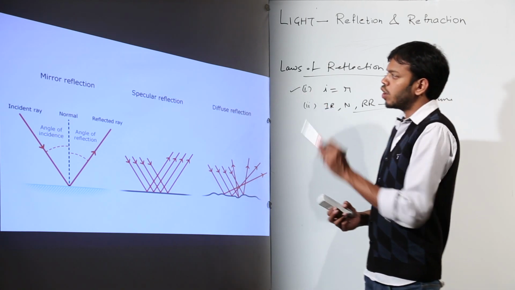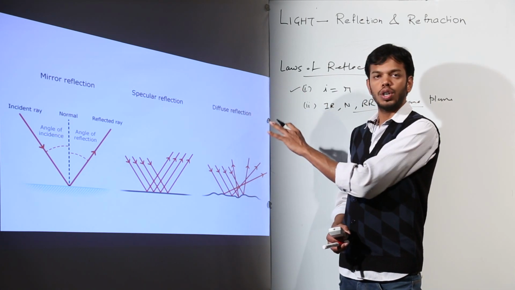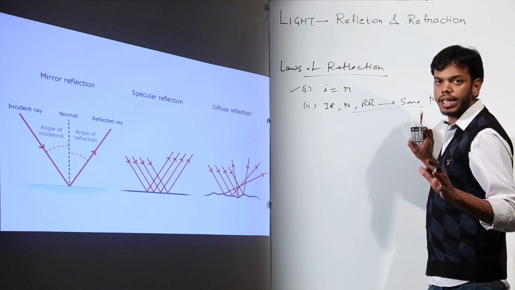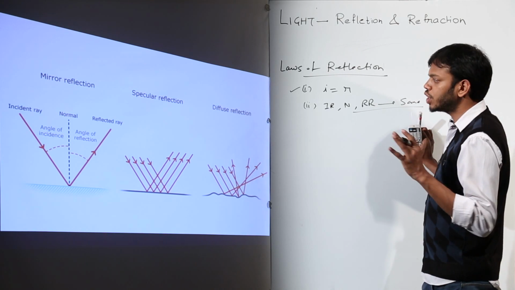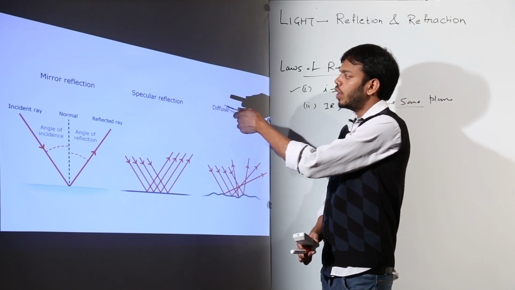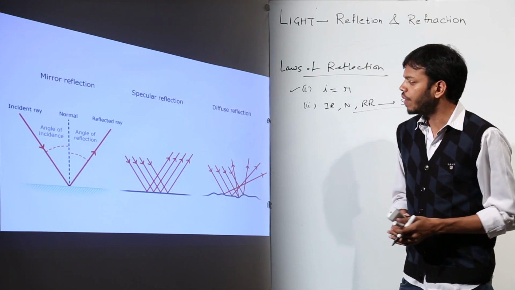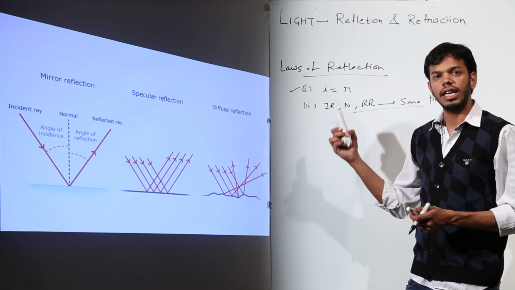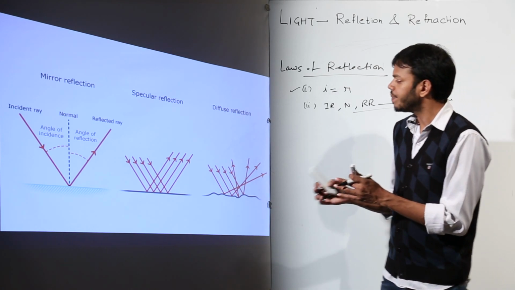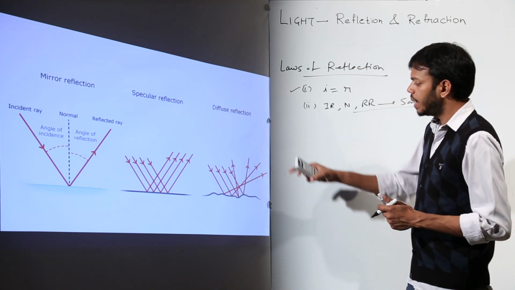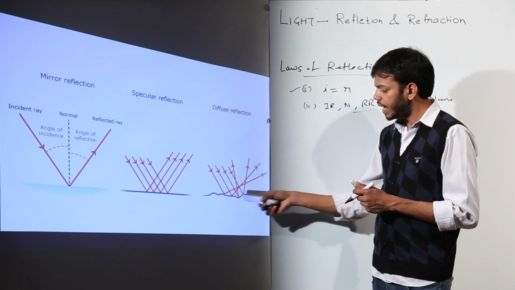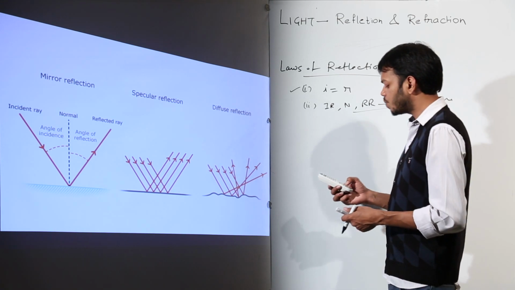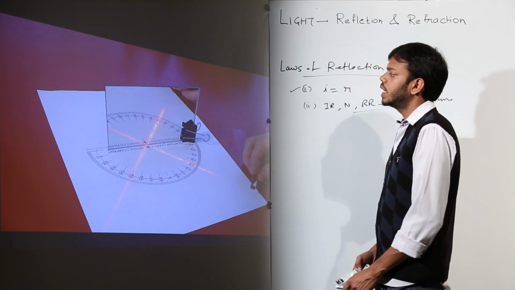Now we have also seen that, except I equal to R, there is one more thing: reflection was divided into broadly 2 categories. One was regular reflection, one was diffuse reflection. Regular or specular reflection was what? When parallel rays of light are incident on a plane surface, they will get reflected parallelly, right? Whereas in diffuse reflection, parallel rays are incident on an irregular surface and they will get reflected at different angles. That is what is called diffuse reflection.